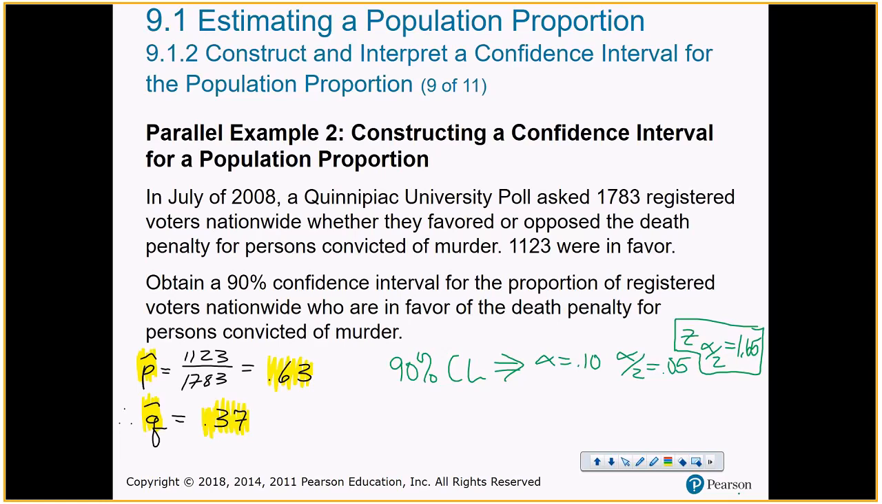All right, now we've got everything we need. We know that our formula says MOE is equal to your z-score, which is 1.645, or 1.65, sorry, times the square root of p hat times q hat over what? N, which is what? 1783? And I need somebody to crank all that out.